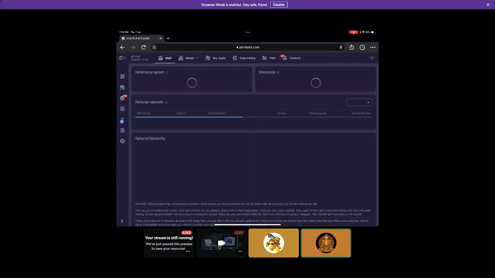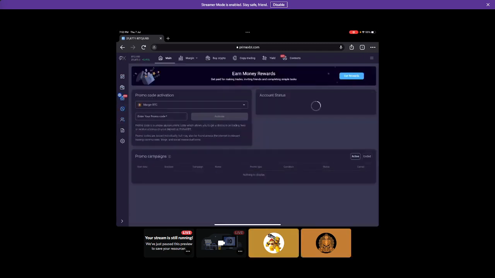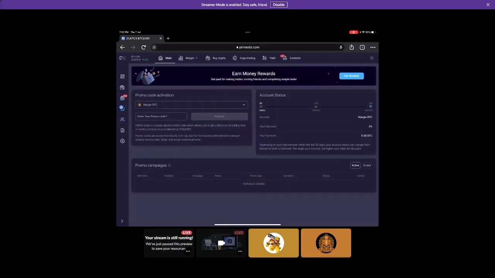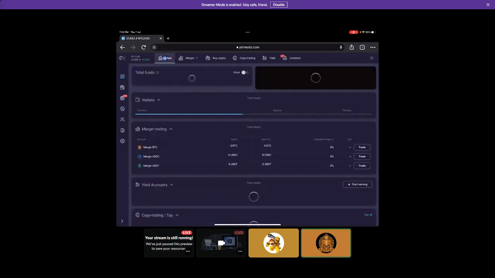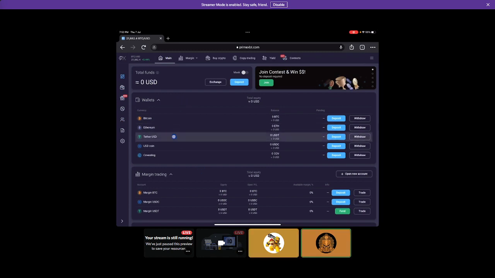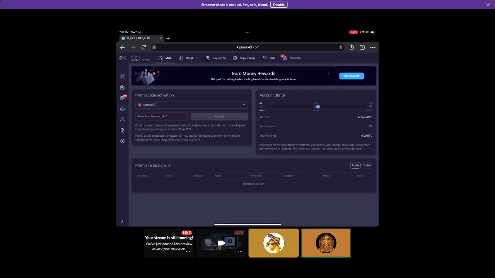Another thing worth mentioning, let me see if I can find it. If you go into this section here, you can see your account status. This one is in Bitcoin, for instance. If you go into another one of your accounts, it's not going to show because I don't have any money in Tether, for instance. But we'll just show it for the sake of the argument in Bitcoin.